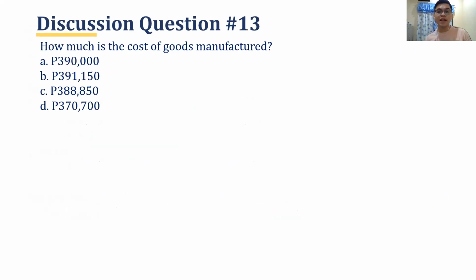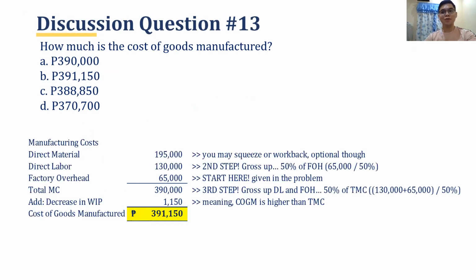Be careful lang minsan guys kasi may instances that napakarami ng binibigay na given pero you don't really get to use each of them. So yun pa din, it's good that you understand the concept para alam mo which of the figures you meet along the road will be relevant for your calculation. So here's how you do it. Step number 1. Remember that factory overhead is given. That's 65,000. So you start here.